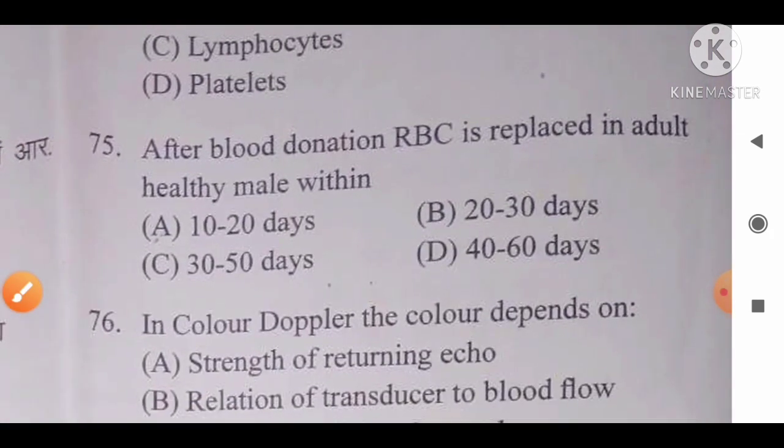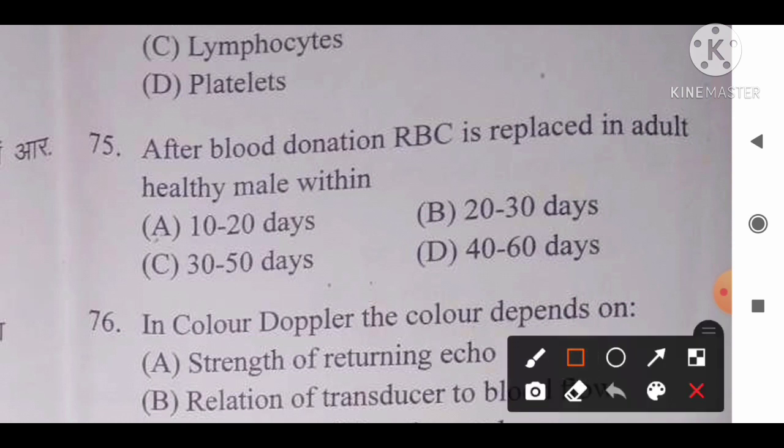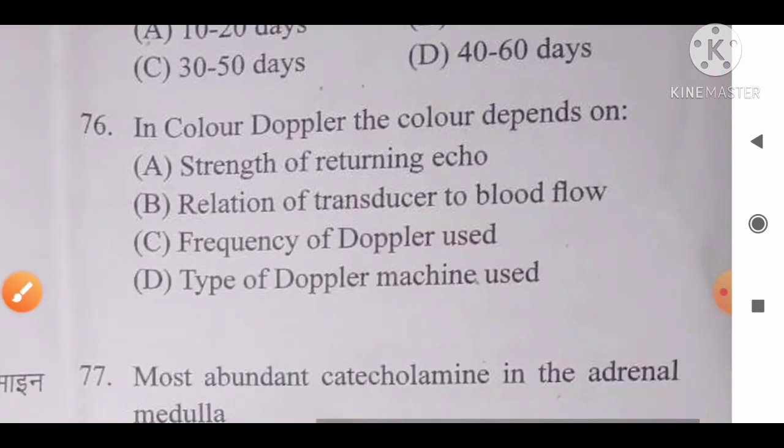Move to the next question, number 75. After blood donation, RBC is replaced in an adult healthy male within option A, 10 to 20 days, B, 20 to 30 days, C, 30 to 50 days, D, 40 to 60 days. The fact available regarding this question is that after blood donation, it requires 48 hours to replace the blood volume and 4 to 8 weeks, that means around 30 to 50 days, to replace the whole red blood cells. So option C, 30 to 50 days will be the correct answer for this question. Move to the next question, number 76.